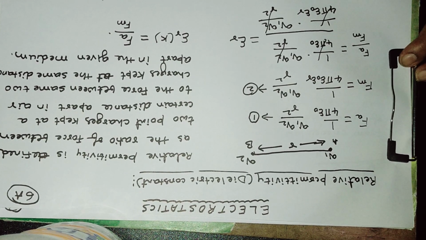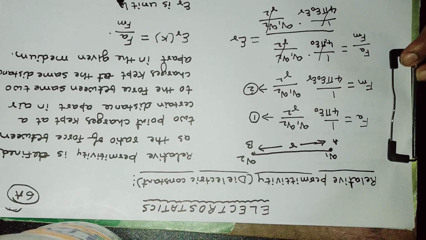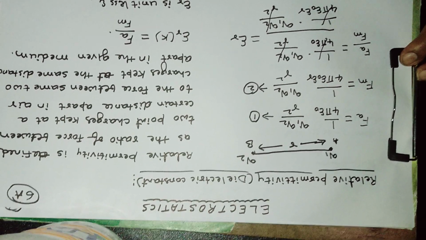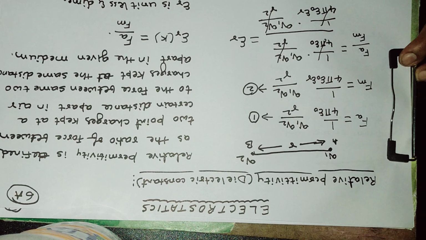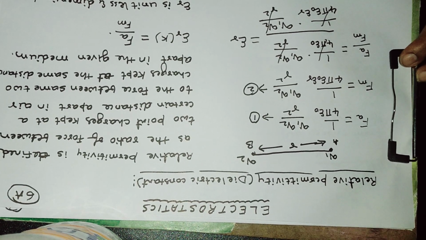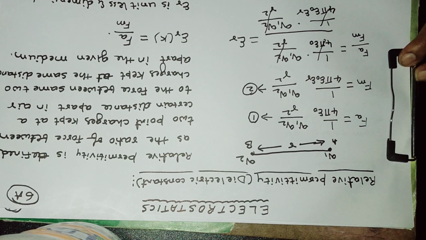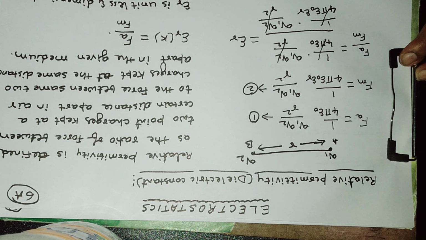Mind that this relative permittivity, since it is the ratio of two like quantities, is unitless and dimensionless. For air, relative permittivity is equal to 1, so we will have Fa by Fa for air.